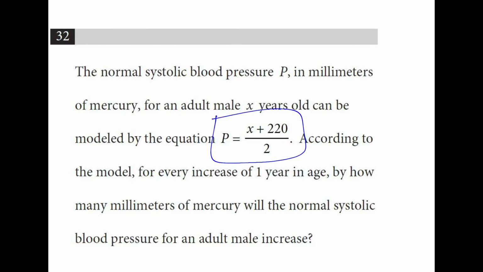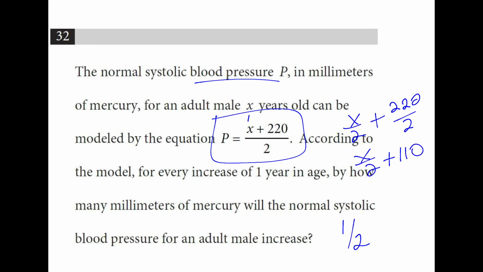If this is our equation for blood pressure, as in x is the number of years old, what happens when x goes up by 1? Well, the pressure is going to increase by 1/2, because we plug that in here, and you can split this into x over 2 plus 220 over 2 if you wanted to, or x over 2 plus 110. So our slope is 1/2.